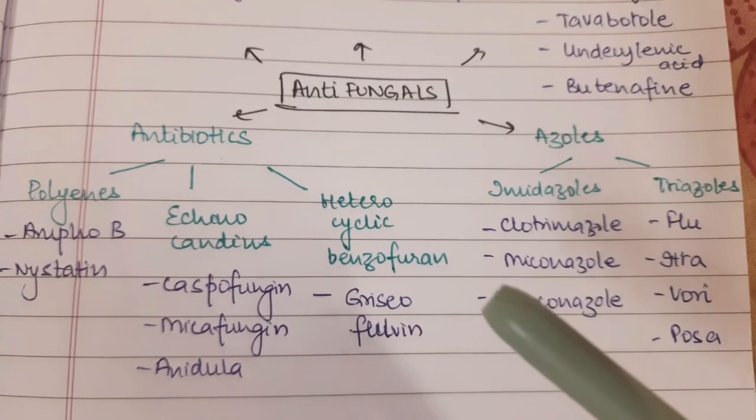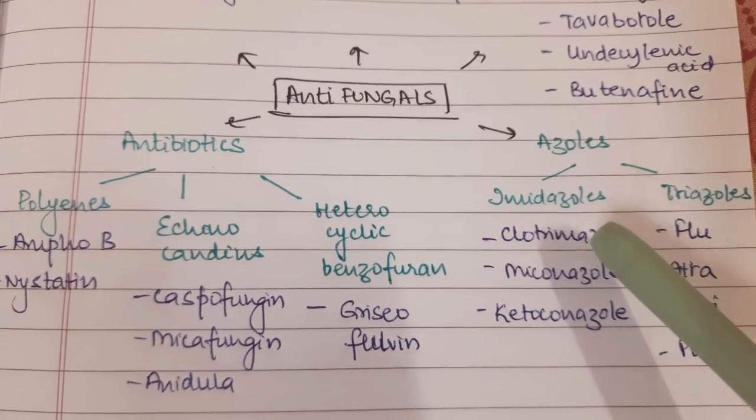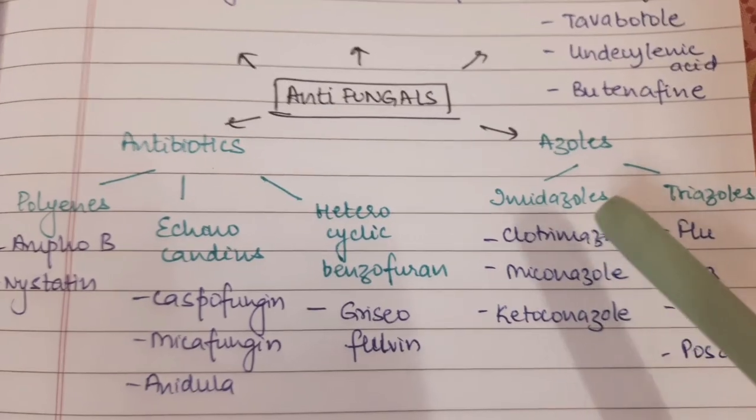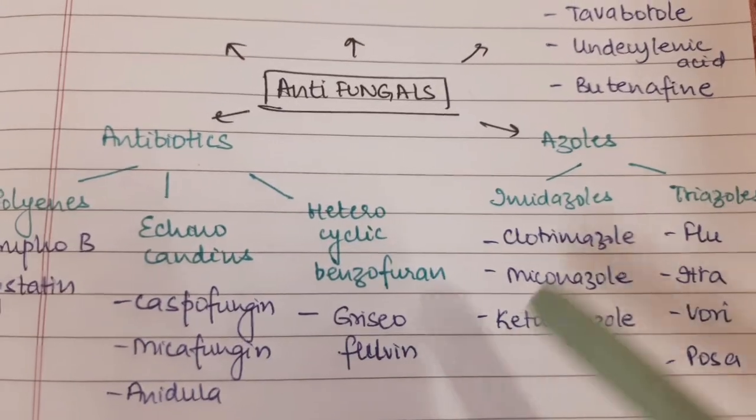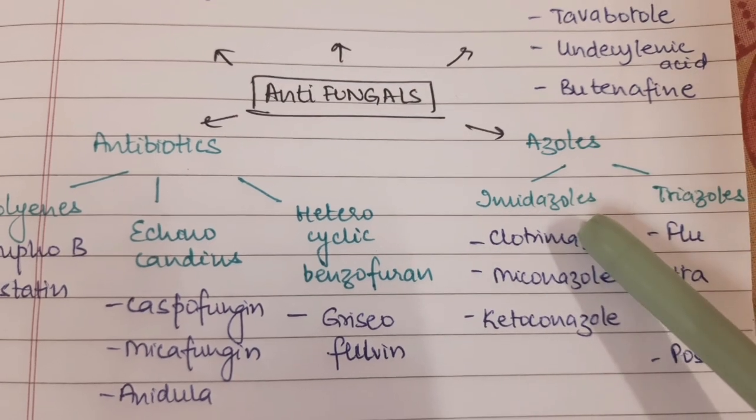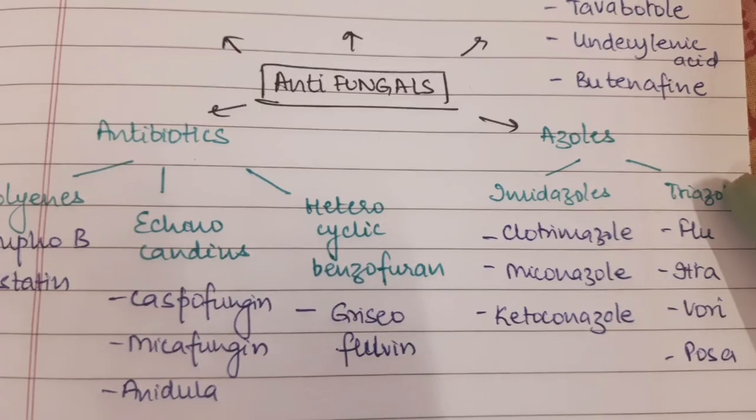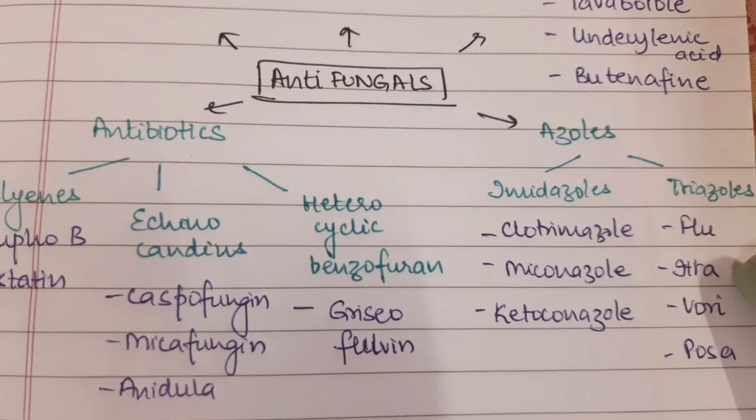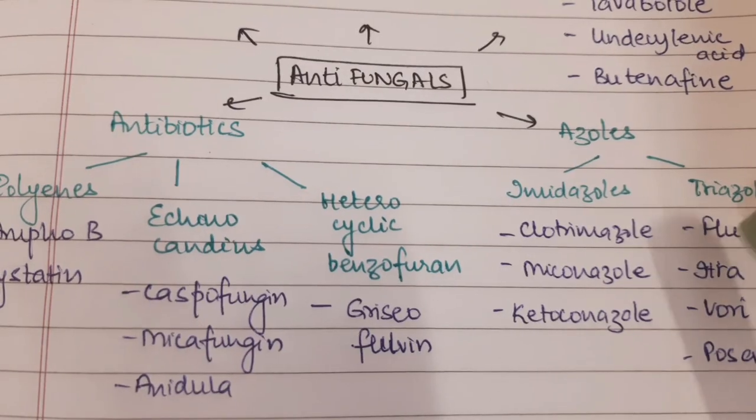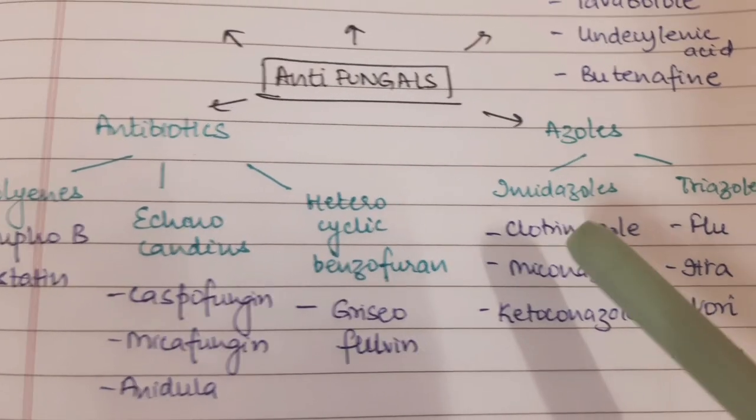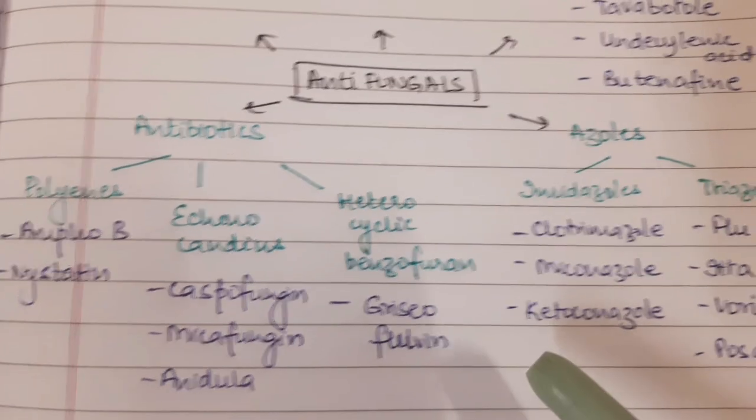Next, we have azoles, which is a very important class of drug, one of the most important classes of antifungals, under which we have imidazoles and triazoles. Under imidazoles, we have clotrimazole, miconazole, and ketoconazole. And under triazoles, we have fluconazole, itraconazole, voriconazole, and posaconazole. These are the azole group of drugs.